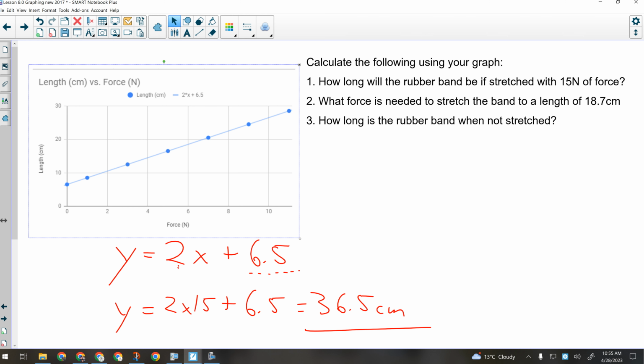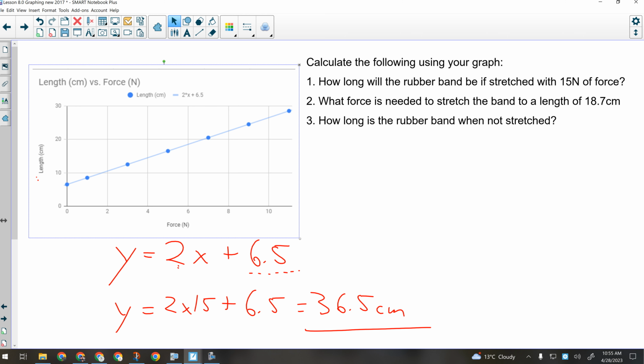For number 2, they want to know how much force is needed to stretch the rubber band so that it's 18.7 centimeters in length. What are they asking me to find, y or x? X. They're asking me to find a force. Force is on the x-axis. And what did they give me? They gave me y. They gave me something in centimeters. That's how you can always tell. Look at the units. The thing they gave me, 18.7 centimeters, centimeters is on the y-axis. That's a y value. Calculate x when y is this number.